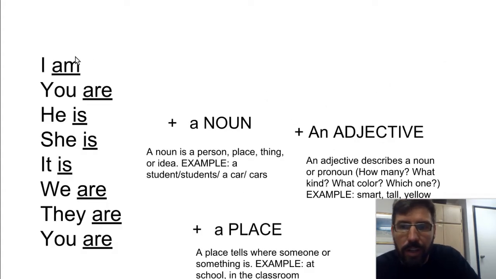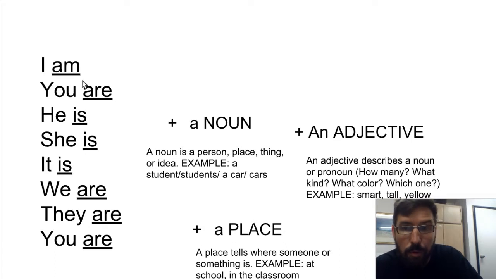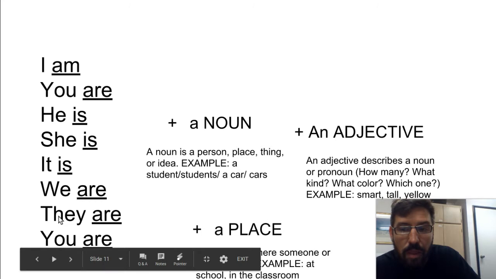Okay, we're going to now talk about the to-be verbs and how they are combined, how they're put together with the pronouns. So I have I and am. I am. Down here, you are. You are. He is. She is. It is. We are. They are. And you are.